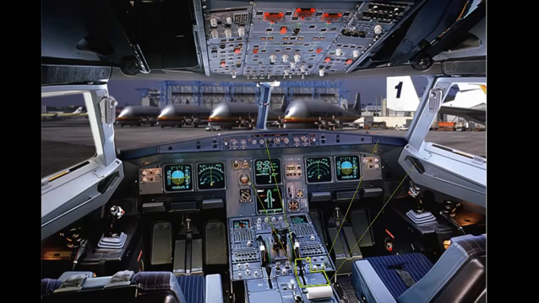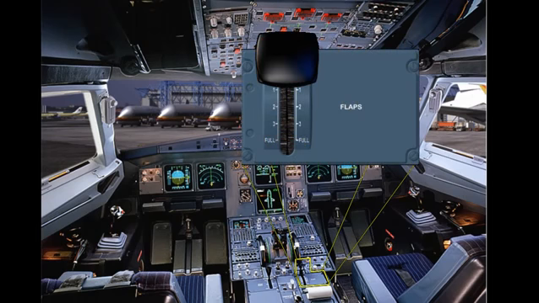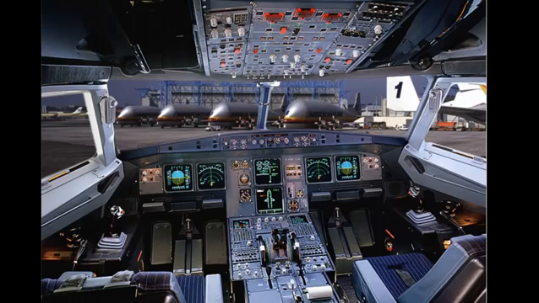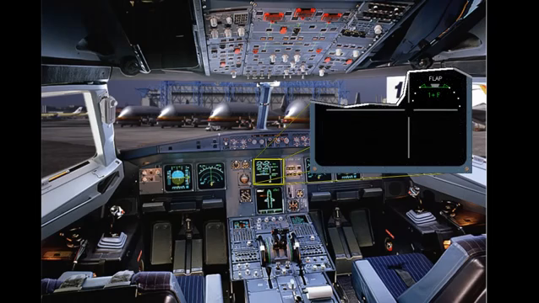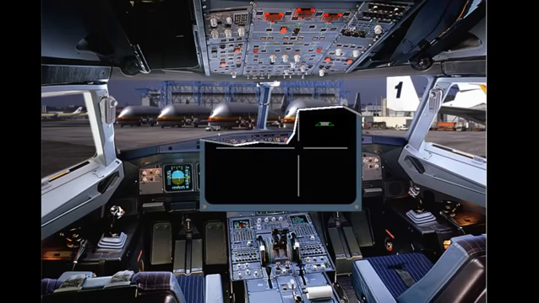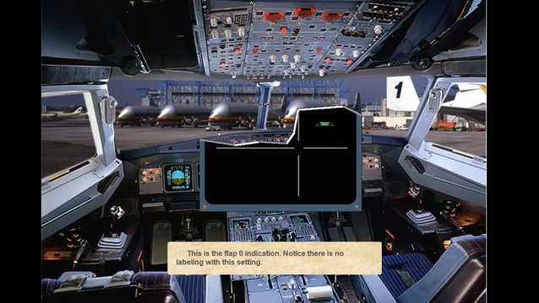The flap lever located on the right side of the pedestal operates the slats and flaps. The flap lever has the following positions: 0, 1, 2, 3, and 4. The flaps and slats information is shown on the engine warning display. The flap and slat positions are indicated by white dots. Here the surfaces are extended to position 1 plus F. This is the flap 0 indication. Notice there is no labeling with this setting.